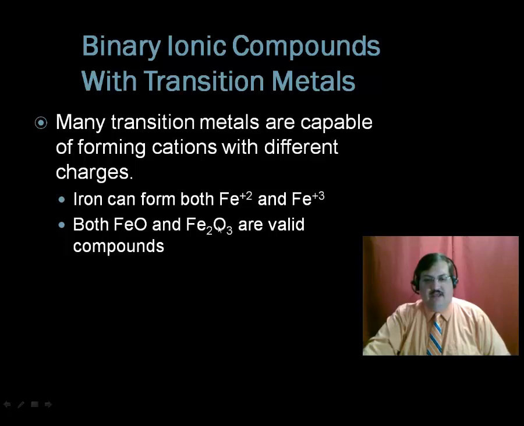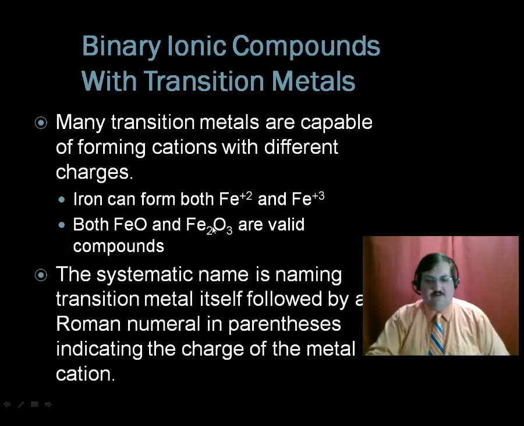Both FeO and Fe2O3 are valid compounds. Now if we use just the rules we learned before, FeO, we name the metal first, that would be iron. Then the O, which is oxygen, which becomes oxide when we add the IDE, we get iron oxide. If we look here, iron oxide. Both of these are called iron oxide correctly, except that we need to denote which one's which. Which one's this iron versus that iron.